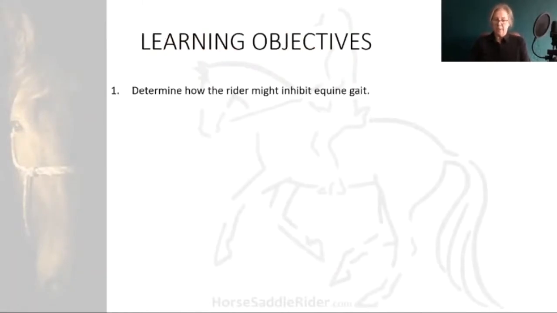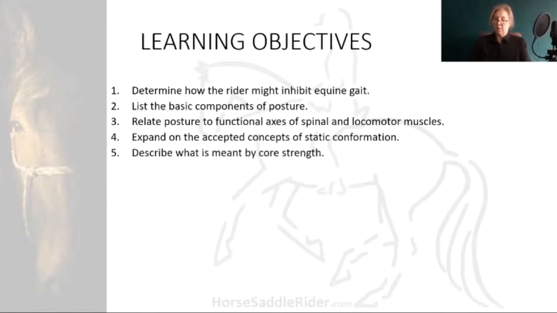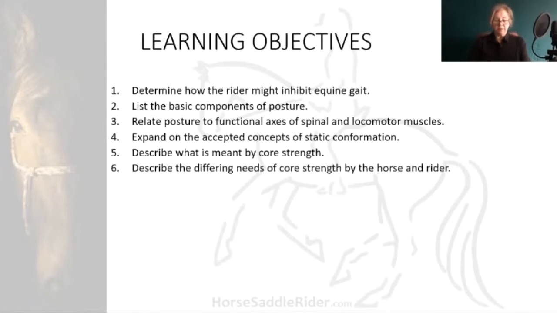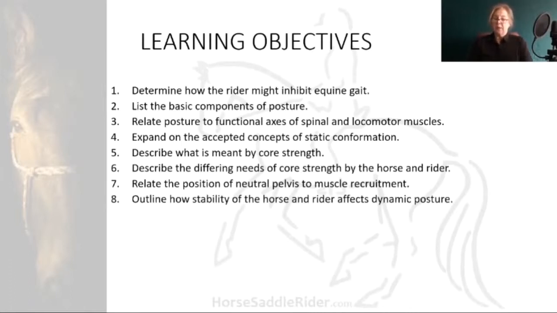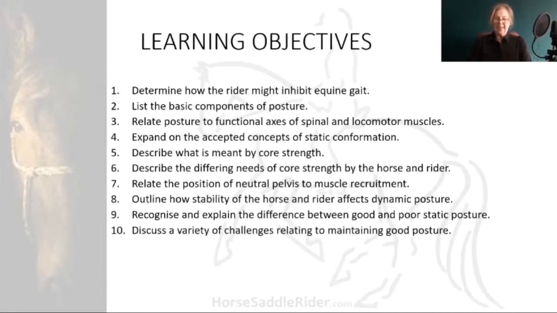We will determine how the rider might inhibit equine gait, list the basic components of posture, relate posture to functional axes of spinal and locomotor muscles, expand on the accepted concepts of static conformation, describe what's meant by core strength, describe the differing needs of core strength by the horse and rider, relate the position of the neutral pelvis to muscle recruitment, outline how stability of the horse and rider affects dynamic posture, recognize and explain the difference between good and poor static posture, discuss a variety of challenges relating to maintaining good posture, and carry out a postural evaluation of the rider.